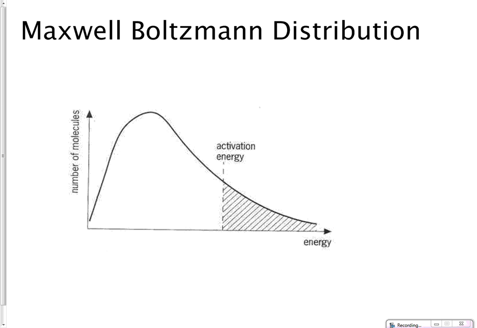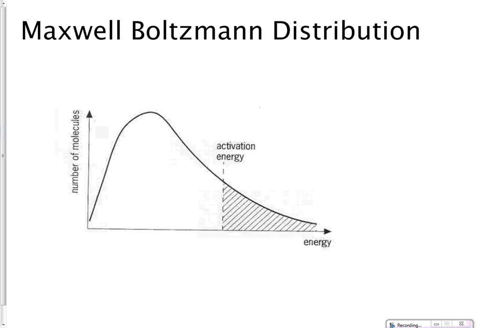Now, the last thing we need to talk about in this video is something called a Maxwell-Boltzmann distribution. I've seen this asked a lot on IB exams, so it's good to know what this is. Looking at this, it's basically talking about a number of molecules versus the energy. So think of the area under the curve as a number of molecules that could or could not react.